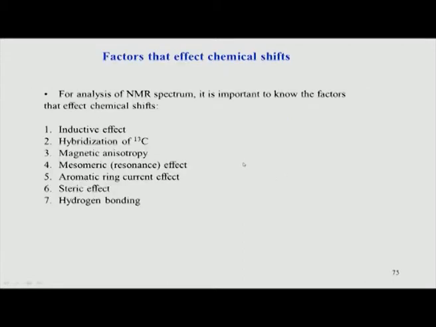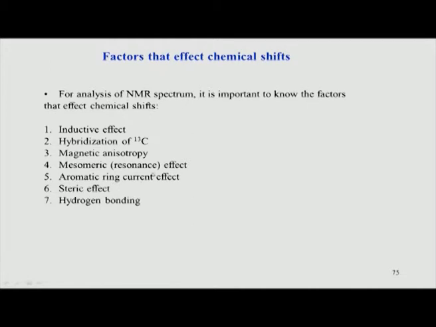Now the question arises: what determines these values? How do you decide that a particular hydrogen atom will come in the downfield region or upfield region and so on? There are a variety of factors which affect or influence the chemical shifts, and some of them are listed here, these are the major factors. We will try to go through these effects one by one. The most important effect is the inductive effect, followed by hybridization and so on. So, let us start from the inductive effect.